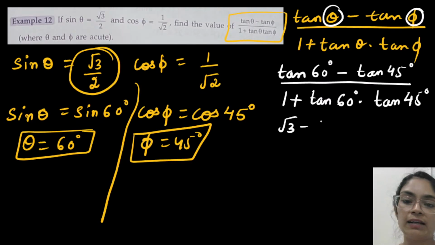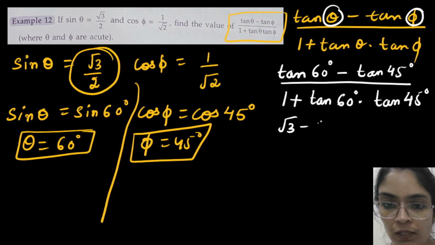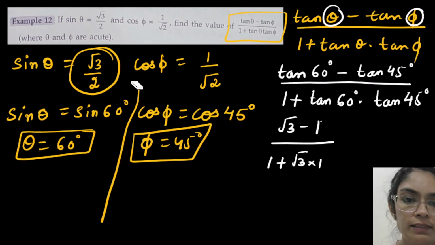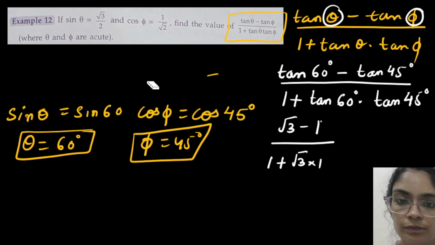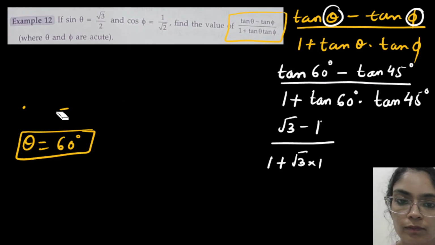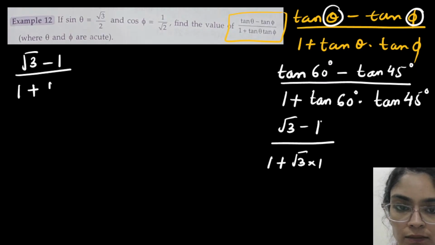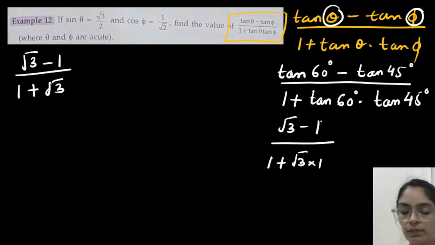And what is the value of tan 45? Yes. What is the value of tan 45? 1. So here (root 3 minus 1) by (1 plus tan 60's value, we already know it is root 3, tan 45 is 1, so into 1). So I'll just write here now. What is the answer I have got till now? (Root 3 minus 1) by (1 plus root 3 into 1, which is root 3). So now this is not the final answer.